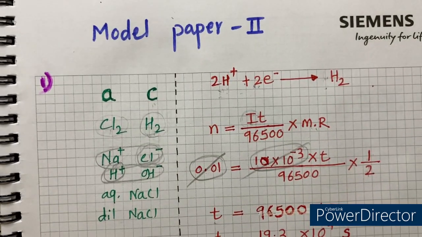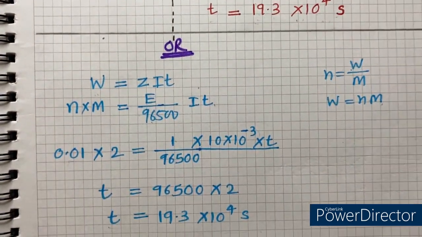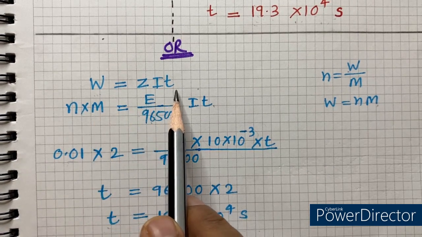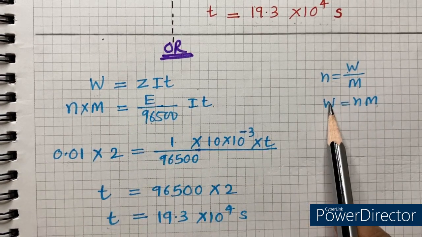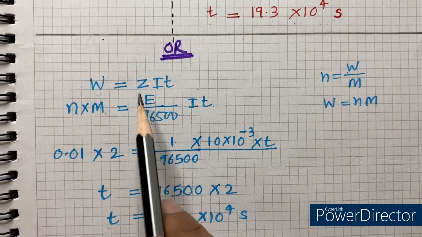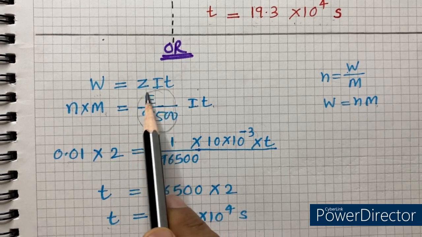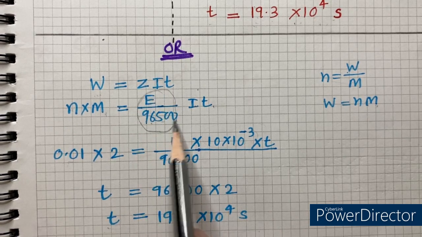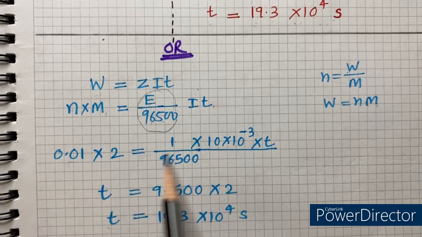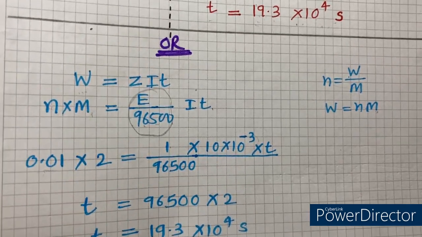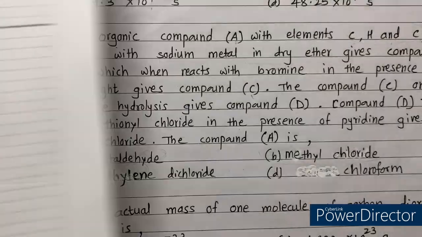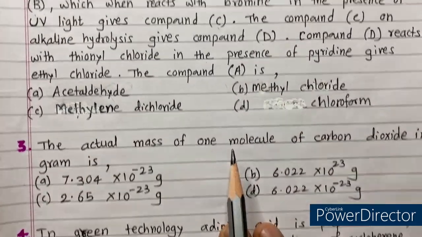Now one more alternative method is available. You know the formula W is equal to ZIt. Therefore W is equal to this. Now Z is equal to E by 96500. Here substitute the values, calculate and find the answer. Okay, the answer is the same.